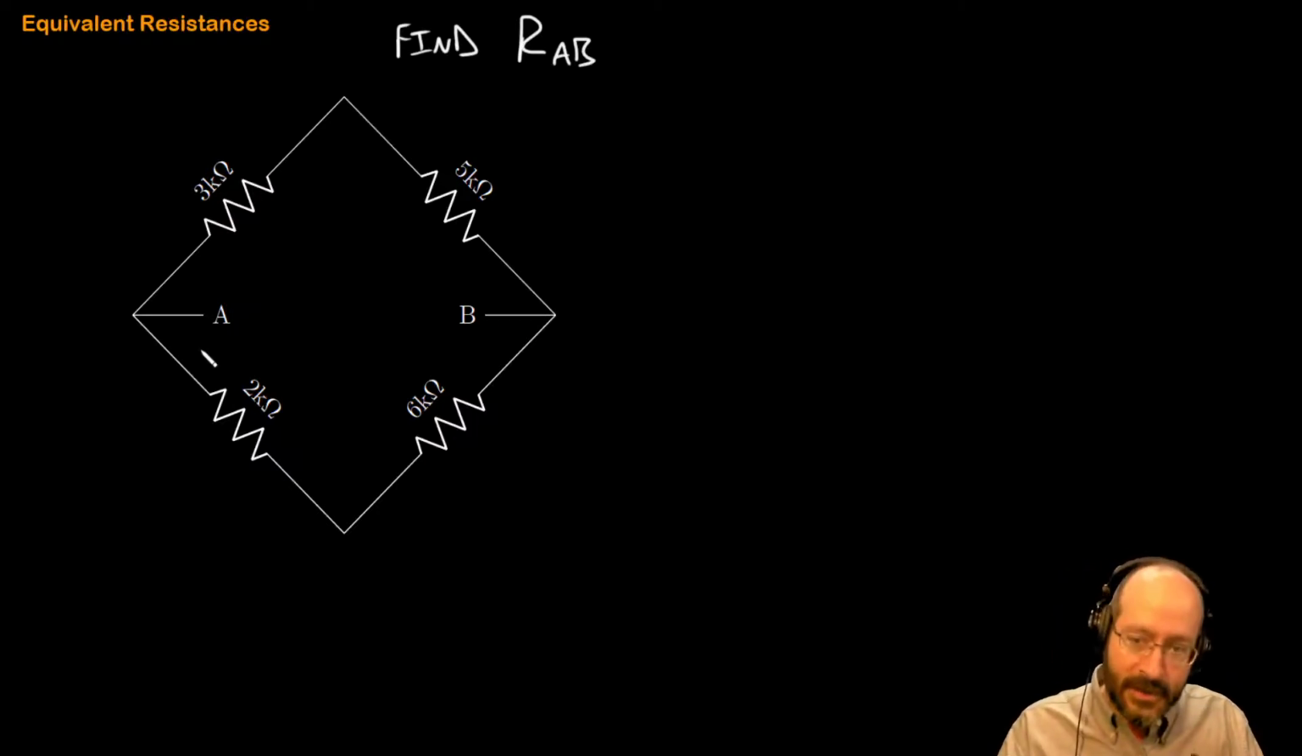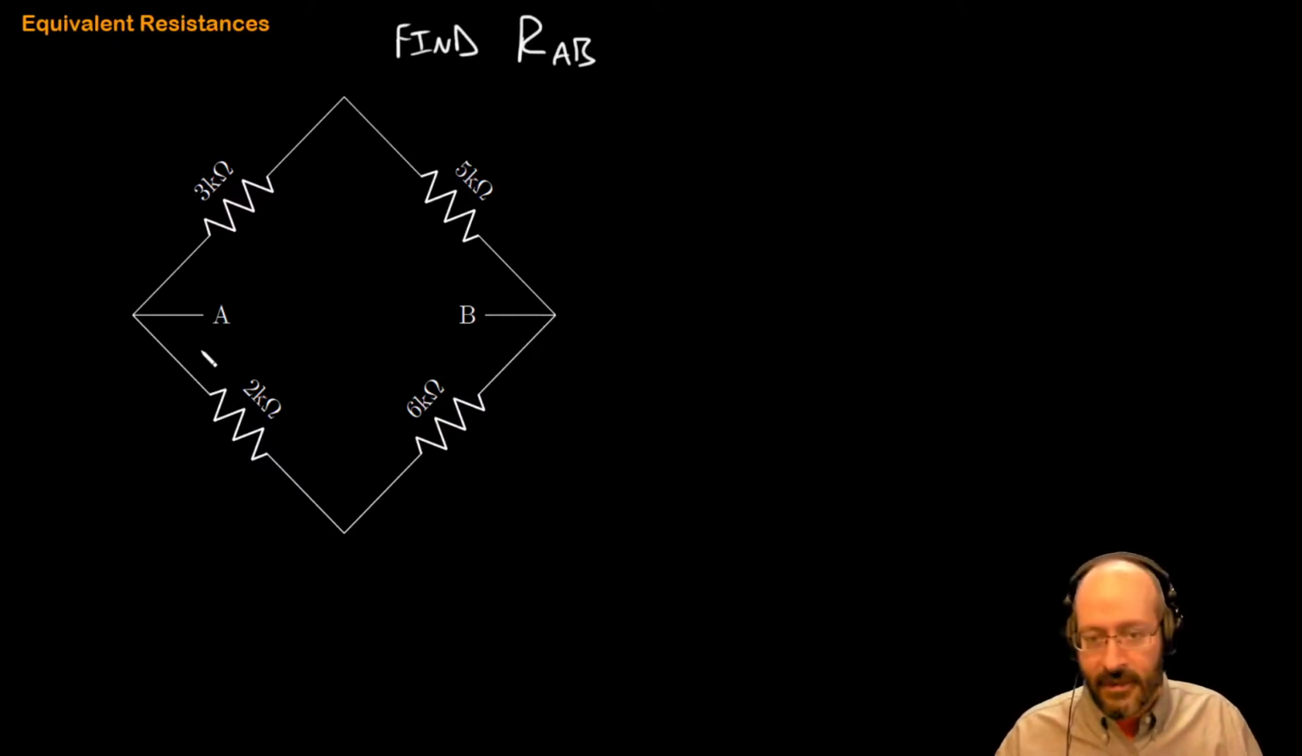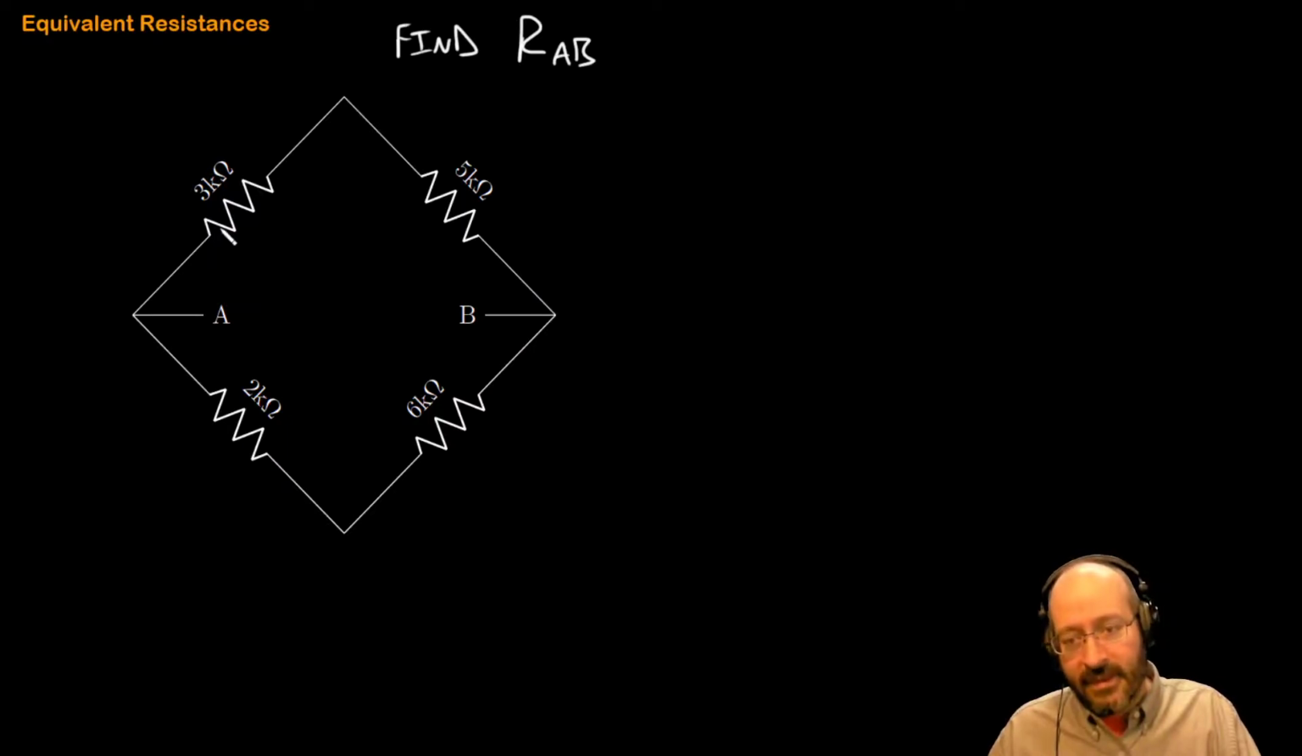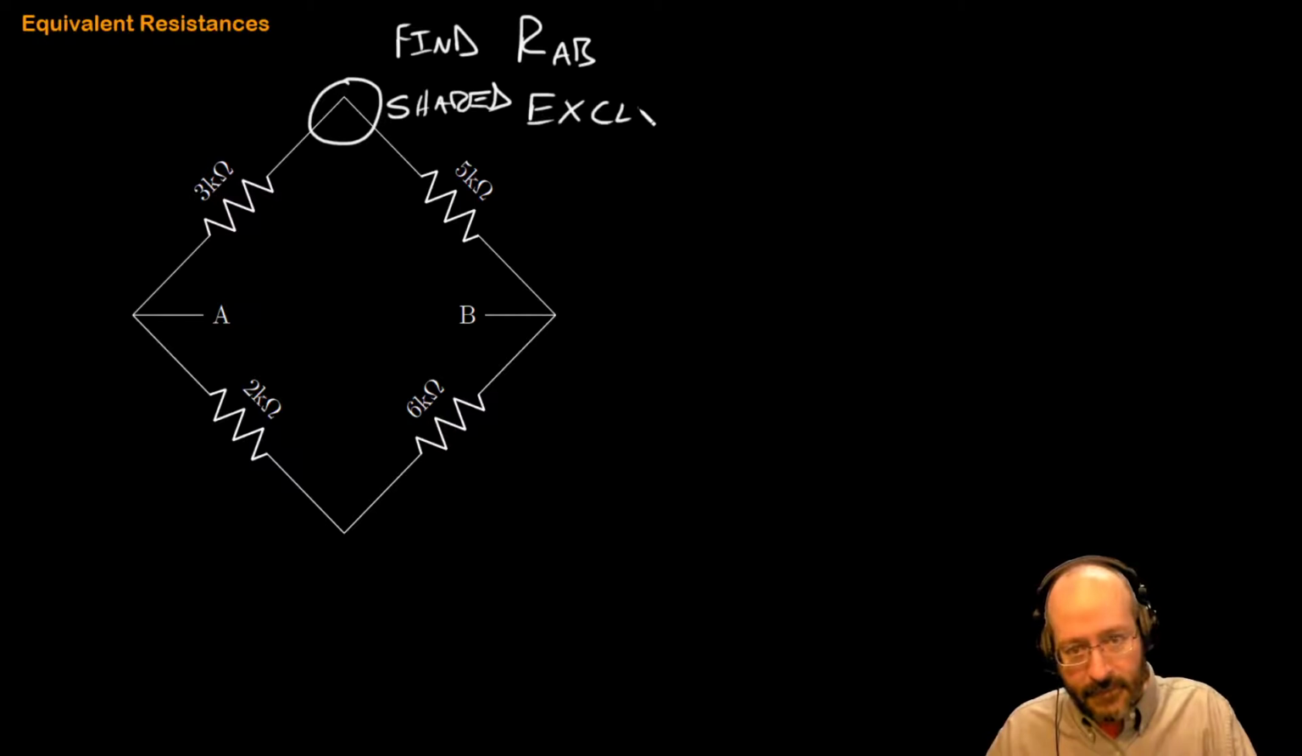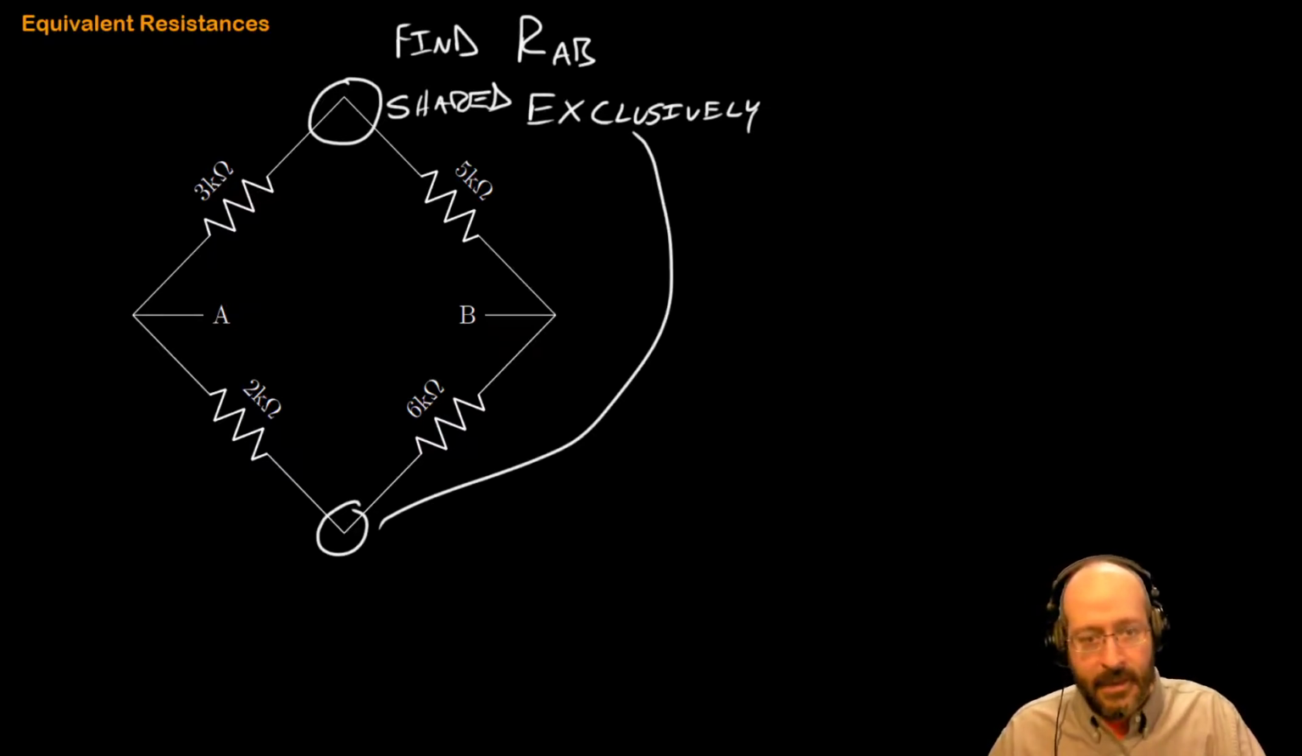Okay, but there are things that are in series and there are things that are in parallel. But a lot of people fall into the trap of thinking these are in series, and similarly that these are in series, and that's not the case. What we end up with is that these two are in series. They share this node exclusively, right? And hopefully if I've given you that much, you also figured out that so is that one, right? So we get 3K plus 5K equals 8K.